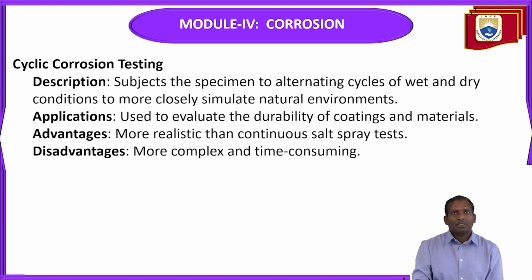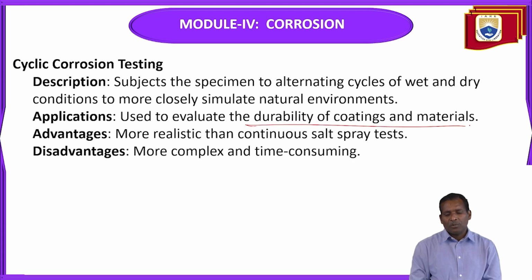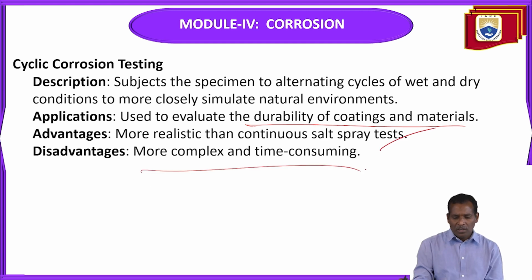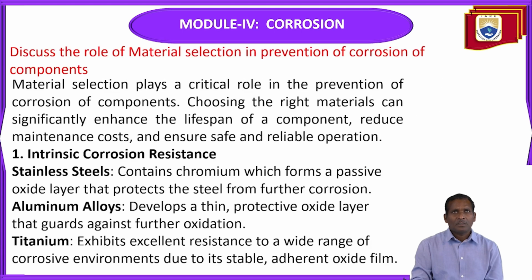The cyclic corrosion testing. So subjects the specimen to alternating cycles of wet and dry conditions to more closely simulate natural environments. The applications are used to evaluate the durability of coatings and materials. So the main advantage is more realistic than continuous salt spray test and the disadvantages are more complex and time consuming. So next question is discuss the role of material selection in prevention of corrosion of components.